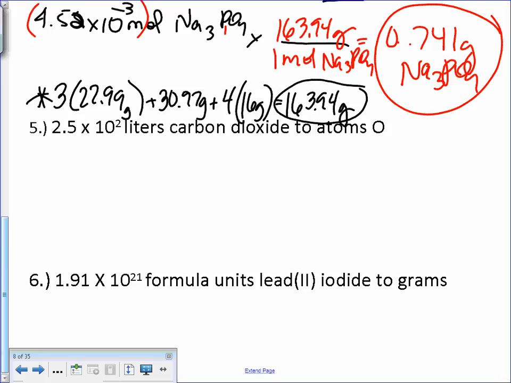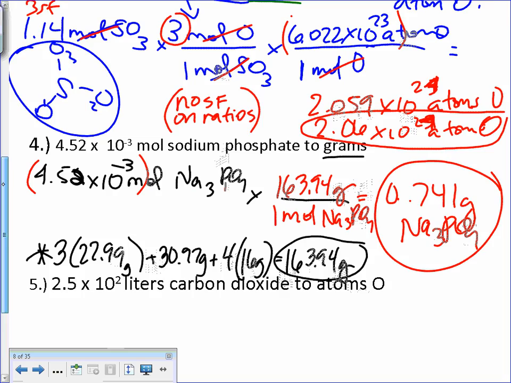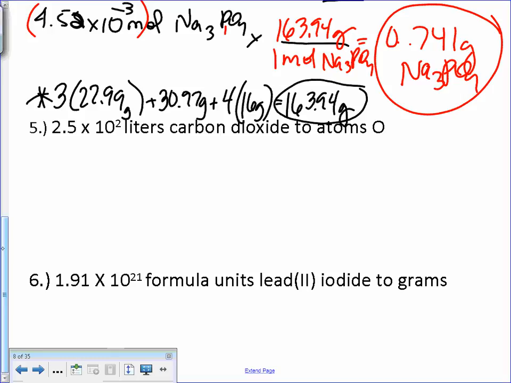Okay. Liters of carbon dioxide to atoms of oxygen. Again, what do you notice, guys? Look up here. Carbon dioxide to oxygen. What do you think I'm going to have to use? Internal mole ratio. Okay, we're going to have to use that internal mole ratio. But what am I starting with? 2.5 times 10 to the second liters of carbon dioxide, CO2. I don't think anybody has a question on that.